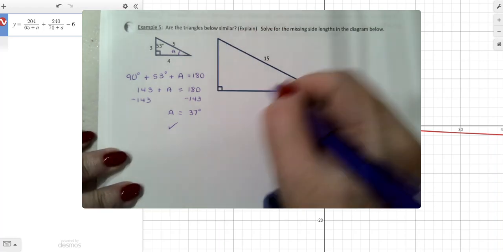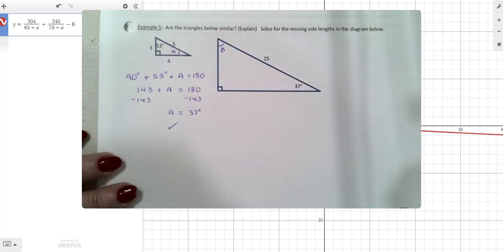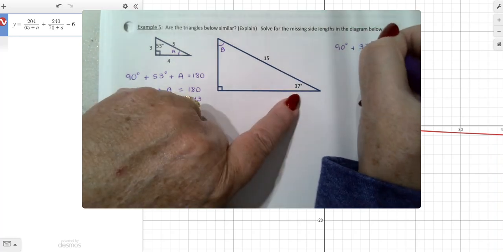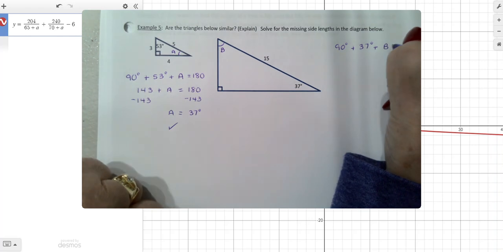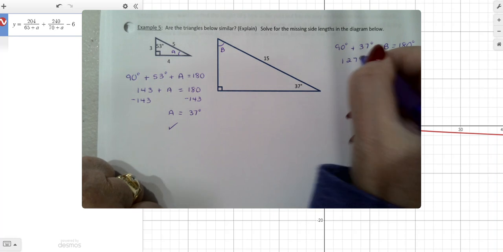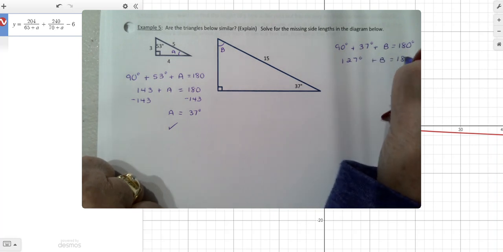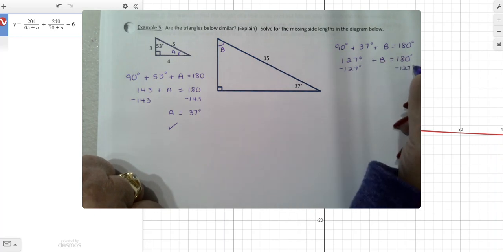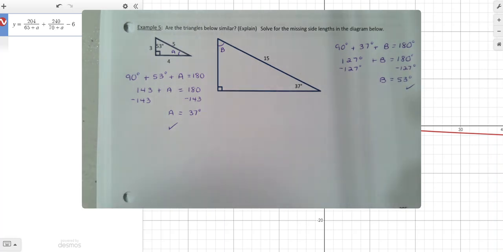I could have done the same thing over here. Maybe if I call this B, I could have said 90 plus 37 plus B equals 180. It's 127 plus B equals 180. And if I subtract the 127, I do get B equal 53 degrees. So basically, either way, I've shown that the two triangles are similar because all three angles are the same in both triangles.